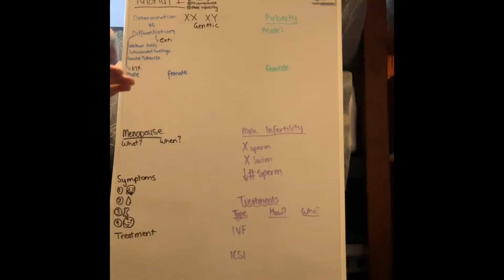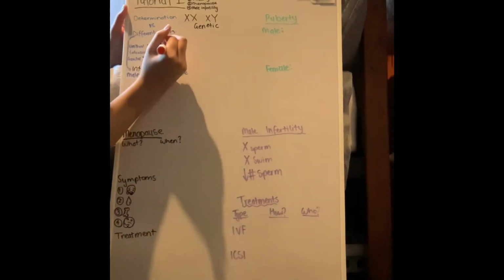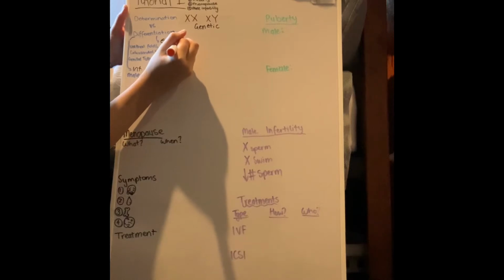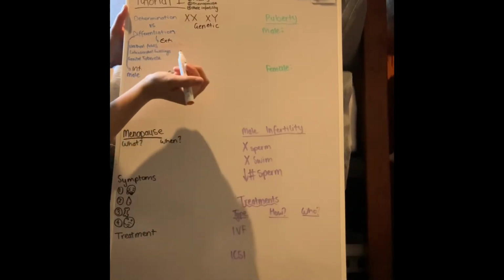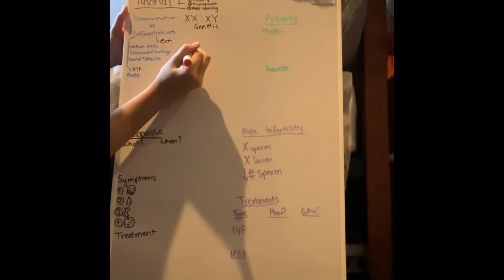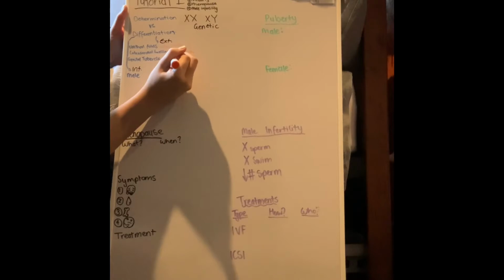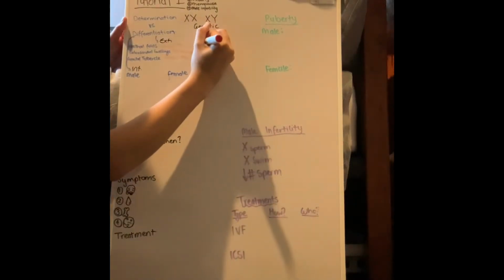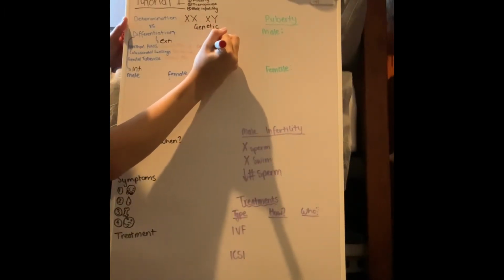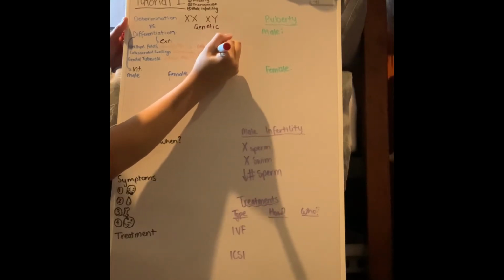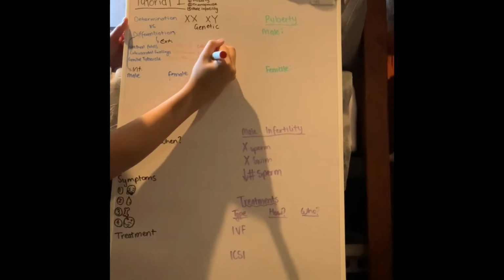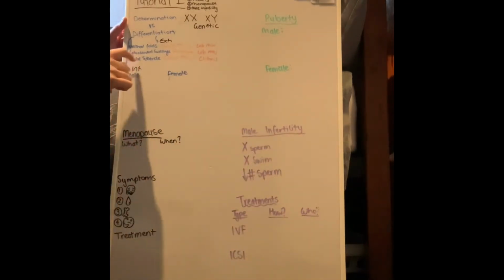The embryo starts off with the same external genitalia, which are urethral folds, labioscrotal swellings, and a genital tubercle. The urethral folds in males become the shaft of the penis. The labioscrotal swellings become the scrotum, and the genital tubercle becomes the glans penis. The urethral folds of a woman become the labia minora, the labioscrotal swellings become the labia majora, and the genital tubercle becomes the clitoris in females.